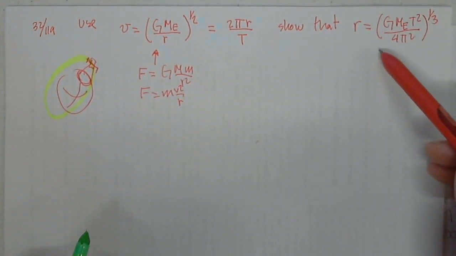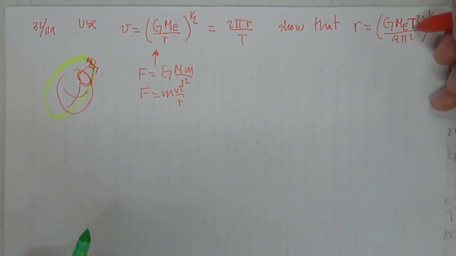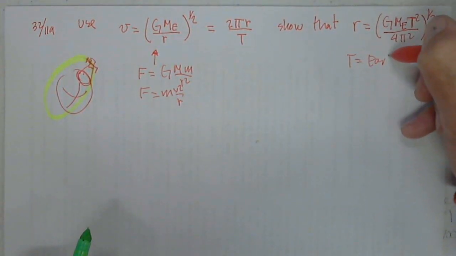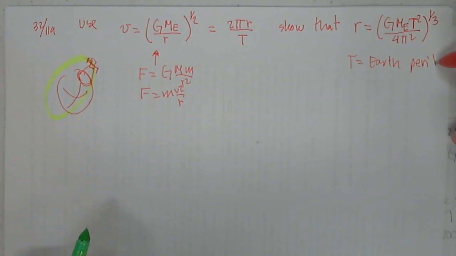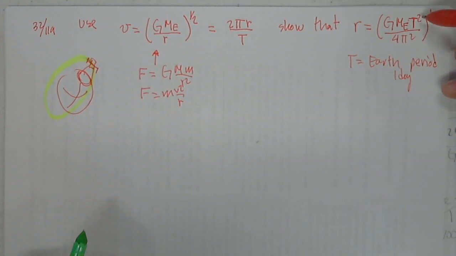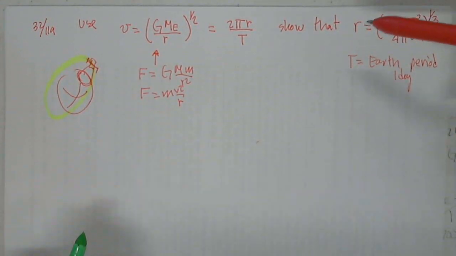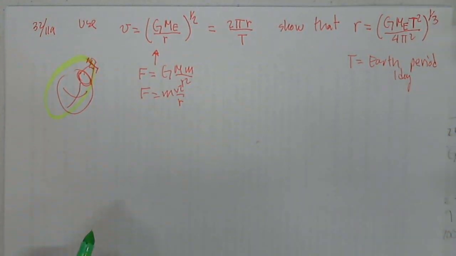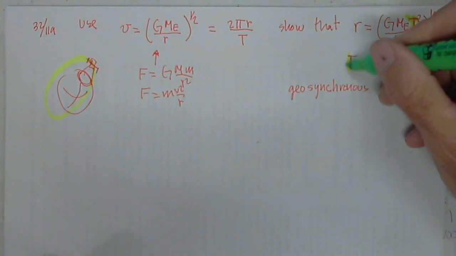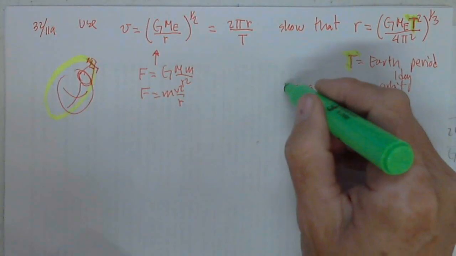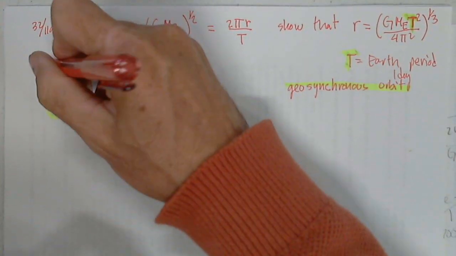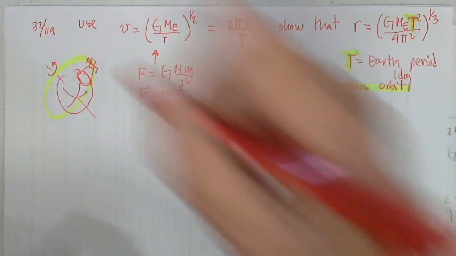Why is this equation important? Because if we put over here the period of the Earth, now you know what it is, right? Period is 1 day. You put it in seconds over here, 1 day in seconds. You are supposed to get what is called the geosynchronous orbit. So if we substitute over here the time of the Earth period, then it's a geosynchronous orbit. That means that the rotation of the satellite matches the rotation of the Earth.